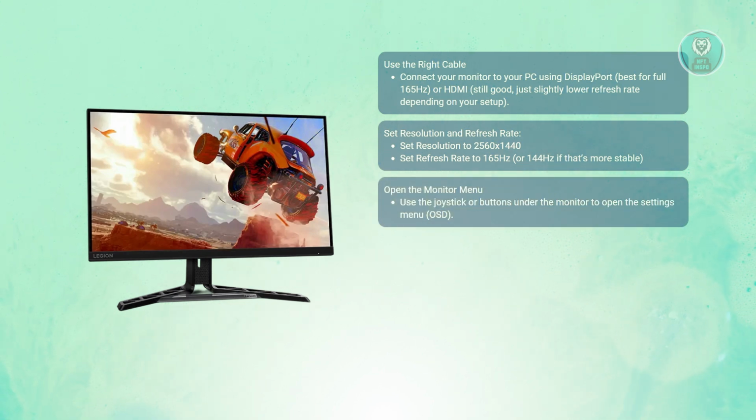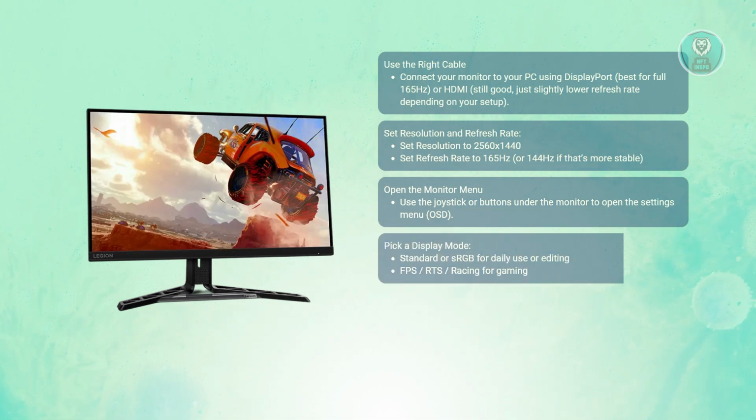Now, use the joystick or button located under or behind the monitor to open the on-screen display, the OSD. This is where you tweak brightness, contrast, color, and gaming settings. In the OSD menu, look for the picture mode or preset modes.